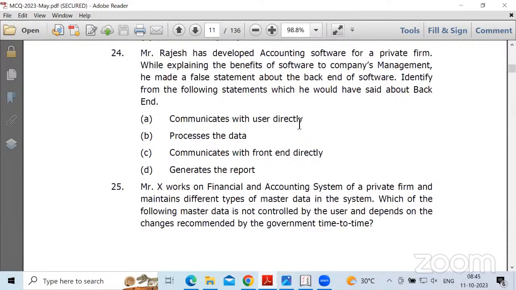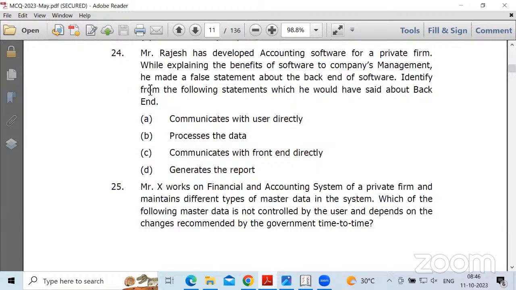While explaining the benefits of the software to the company's management, he made a false statement about the back end of the software. Back end is related to the database, then our server, then backend operations like switches, Ubuntu, etc. Whatever is not in the front end, everything comes under the back end.